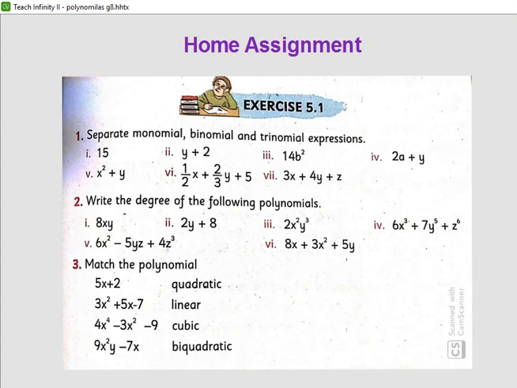The second one is to write the degree of the following polynomials. Six parts are given. You have to just write the degree of the polynomial. Suppose question number 1 is 8xy. Here the degree is 2, so you just write degree is 2. Now the third is to match the polynomials. You have to match which one is quadratic, which is linear, which is biquadratic, and which is cubic.